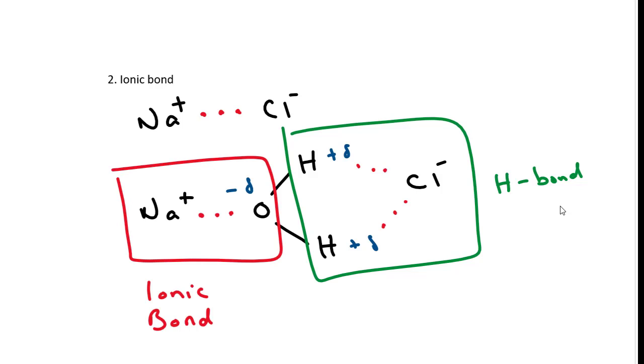So that's the difference. Again, you always have some sort of permanent charge involved, full charge or a partial charge involved in ionic bonding, but it's not a hydrogen bond because you're not going to have any hydrogens involved in that electrostatic interaction. So it's still an electrostatic interaction.